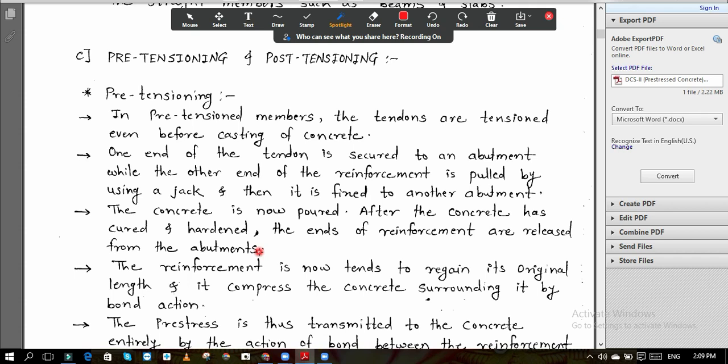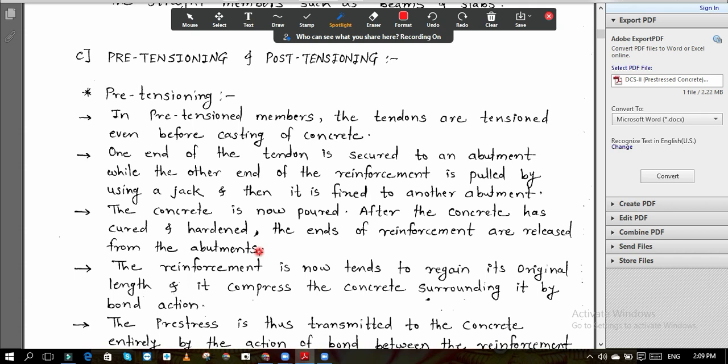And after we achieve the desired degree of tensioning force, whatever as per our calculation or analysis, whatever tensile force or tensile stress is required to be given, once we achieve that degree, then the jack is removed and it is then fixed to the other abutment. So the second end is now fixed to the second abutment. And after doing all these things, the concrete is poured, and after the concrete is cured and hardened, the ends of the reinforcements are released from the abutment.